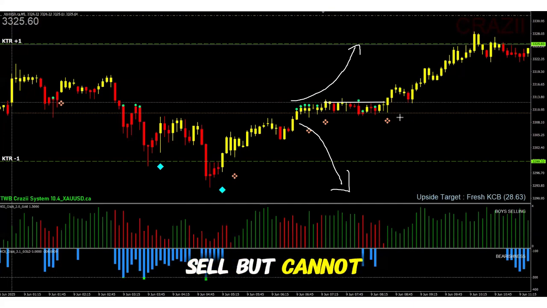Looks like a sell, but cannot be selling. Looks like a buy, but not to be buying, until the next diamond comes up, and you can see very clearly already. The market is here to buy, not to sell.